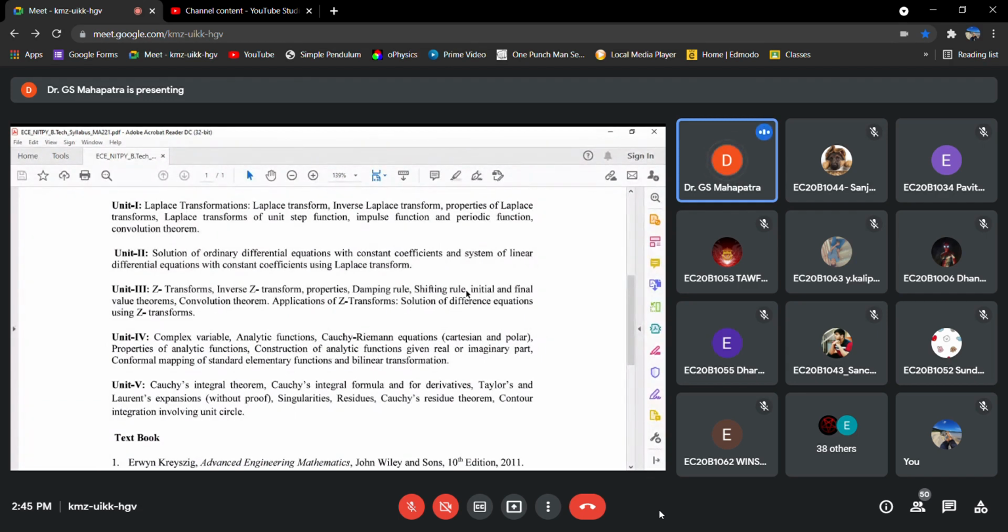That means a continuous function. Now the Z transform is a transform to handle discrete functions. So what is the difference between a continuous function and a discrete function? Can you give one example of a discrete function?